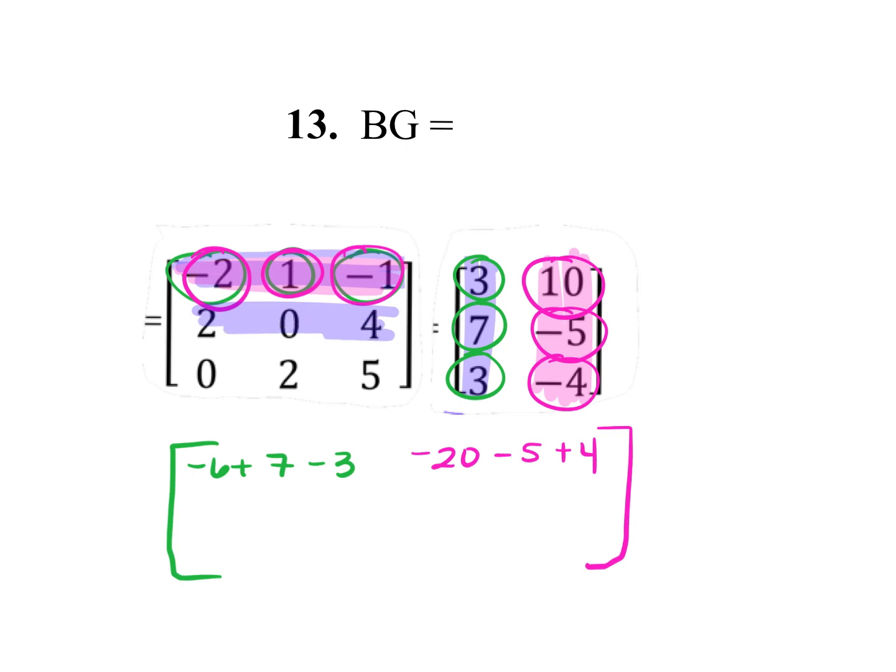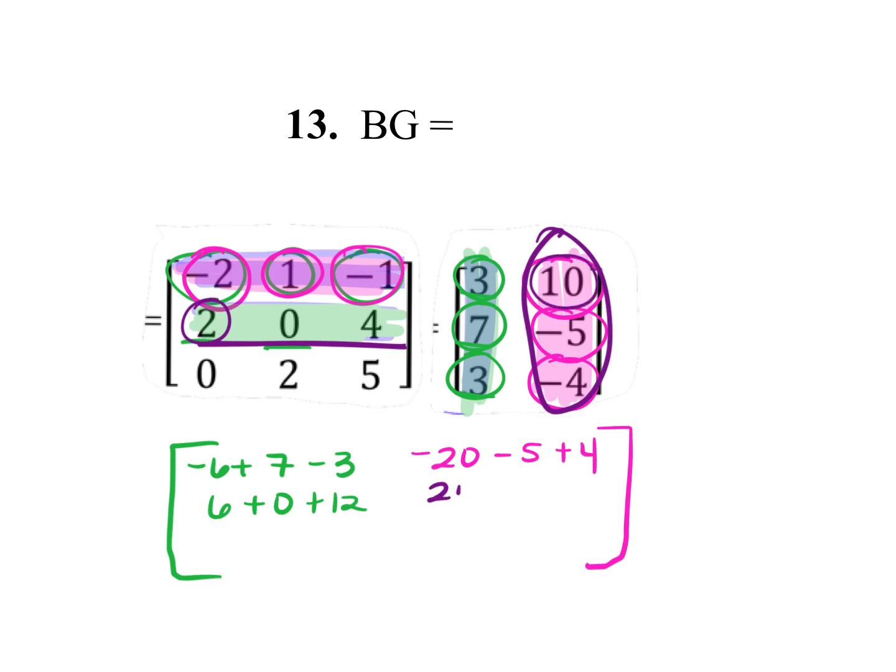And then we move to the second row. So second row, we'll go green here. Second row, first column is going to be 2 times 3, so 6. 0 times 7, so 0. And 4 times 3, which is 12. Then second row, second column, so 2 times 10 is 20. 0 times -5 is 0. 4 times -4 is a -16.